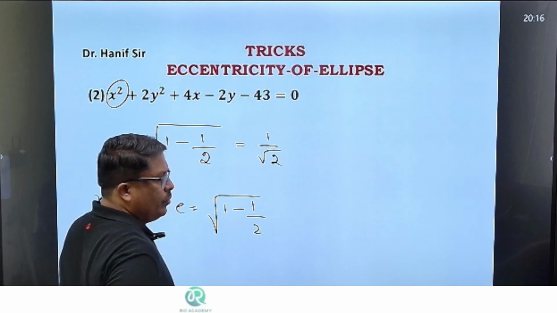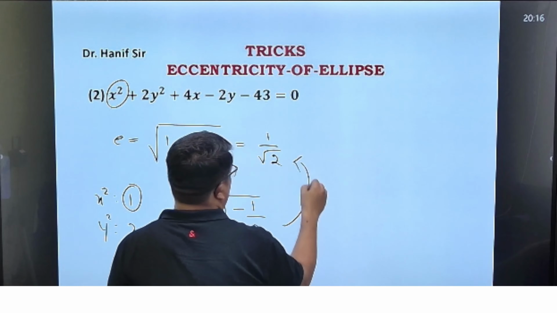So now here the coefficient of x square is 1, coefficient of y square is 2. Among this, 1 is the smaller one, so I have written 1 minus 1. Coefficient of y square is larger, written 2. So the answer is 1 by root 2.